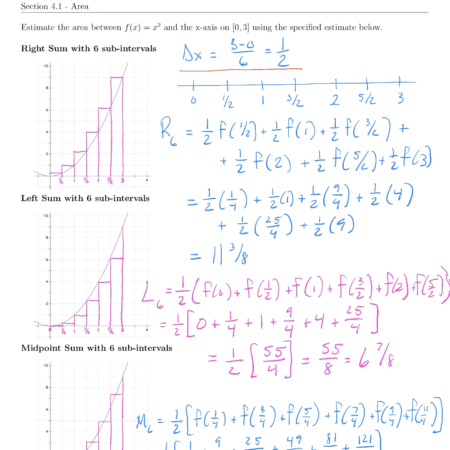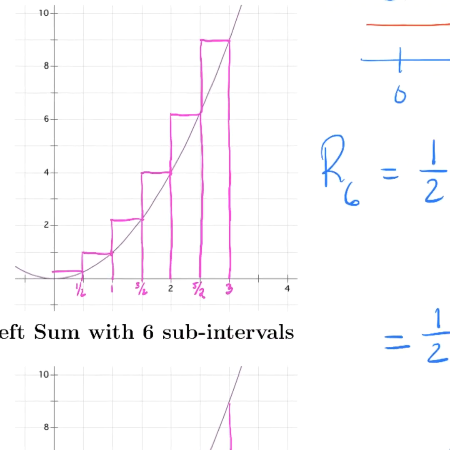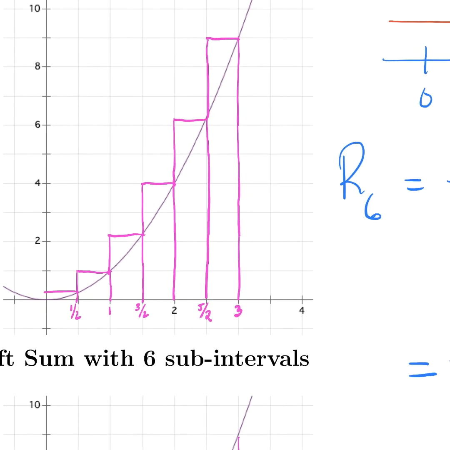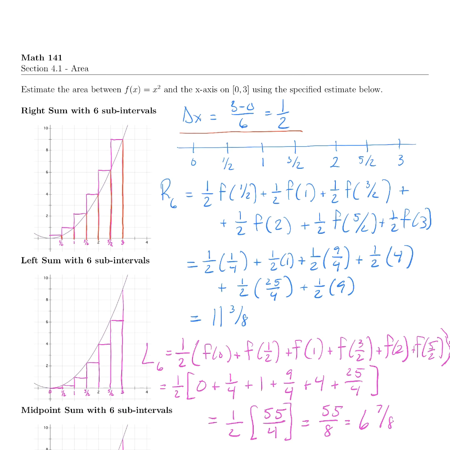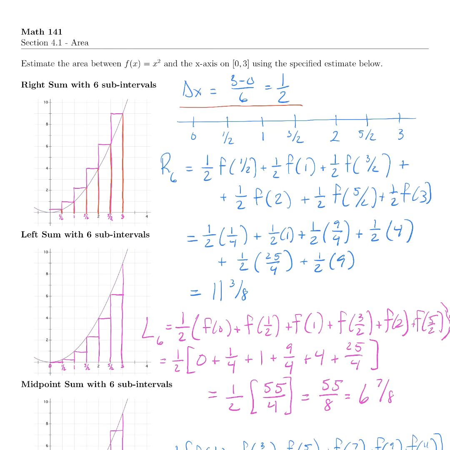So we see here, if we zoom in on the drawing of R6, we see that we're interested in the heights of our rectangles at 1/2, 1, 3/2, 2, 5/2, and again at 3. And so we're going to need to know the output of the function at each of those spots to find the heights of those rectangles. So that makes R6 the width, delta x, this is width.